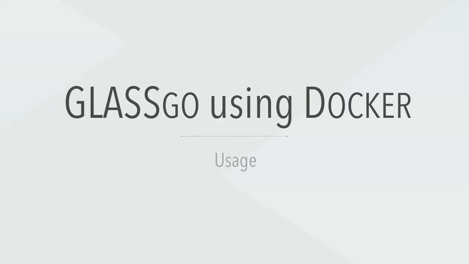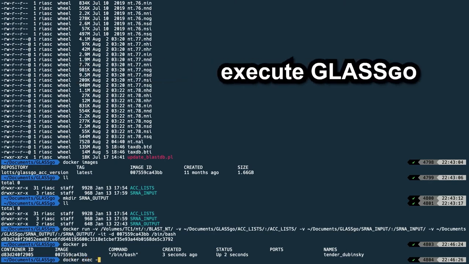And that's all there is to it in terms of installation and setup. And now we can start the analysis with GLASSgo. This is done using the docker execute command, which is followed by -it that will invoke an interactive bash shell on the container, the image ID of the container, and the GLASSgo call itself.